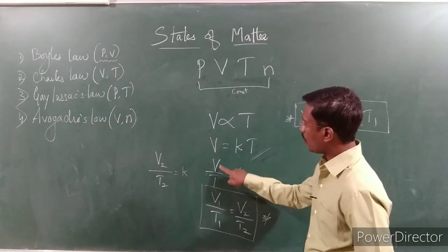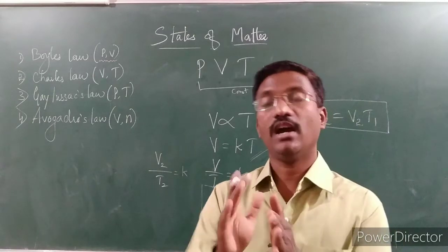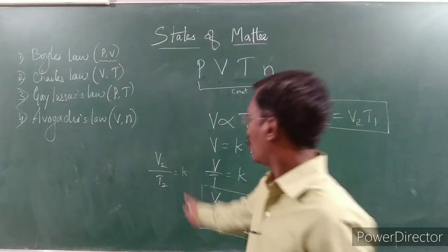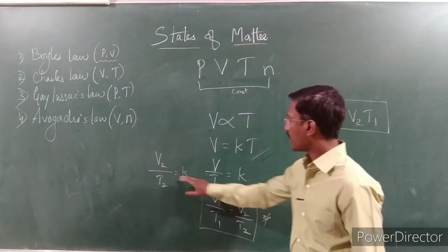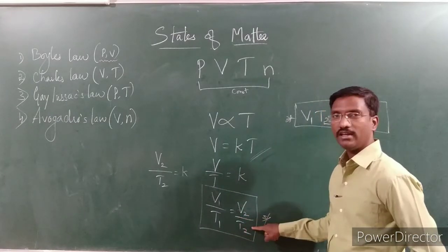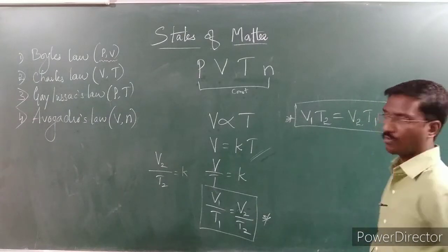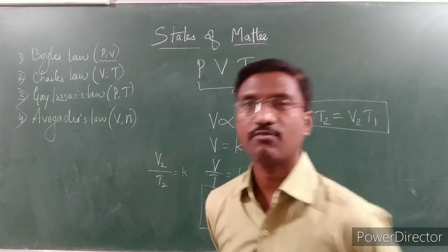If volume and temperature at the initial time are V1 and T1, and after some time the volume changes from V1 to V2 and temperature changes from T1 to T2, then, since these two ratios are constant, V1 by T1 is equal to V2 by T2, and we can rearrange this expression in these components. I hope you can understand the Charles law. Is it clear for you?